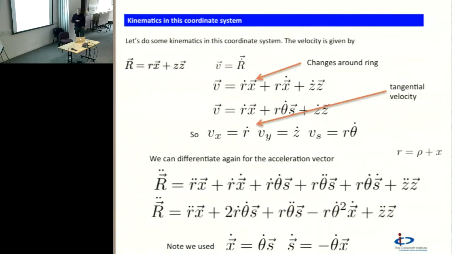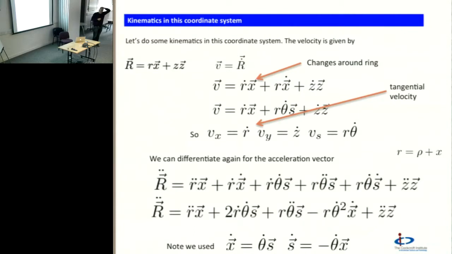So we have to differentiate this thing again. Again, we're going to pick up a whole load of terms. We're going to have 2 terms from that, 3 terms from that, because r could be dotted, theta could be double dotted, and s changes as you go around the accelerator, and we only have 1 boring term from the vertical motion. So we end up with 6 terms. Then we just use the fact that s vector dot is equal to minus theta dot x vector, which again is a standard result from circular motion.